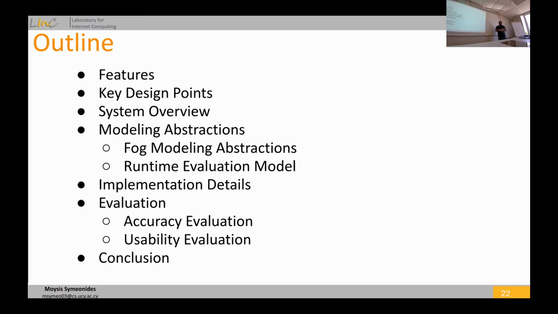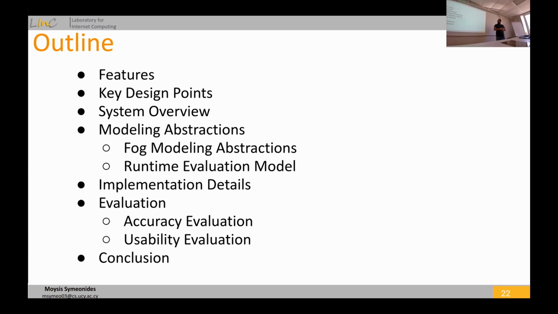Before continuing with the framework, let me introduce an outline of the rest of my presentation. First of all, I will present the features of our framework. Then I will describe some key design decisions that we took at the design phase of our framework. After that, I will describe the system overview and the workflow of the framework. And then I will provide information about modeling abstractions for static fog modeling description and the runtime evaluation model of Fogify. Then I will describe some interesting implementation details.